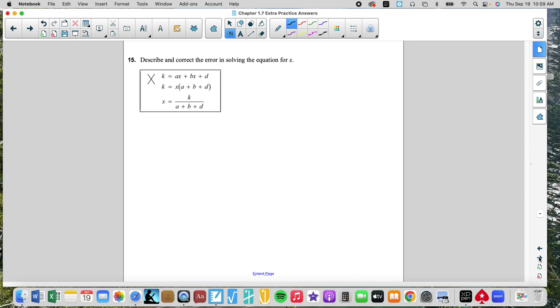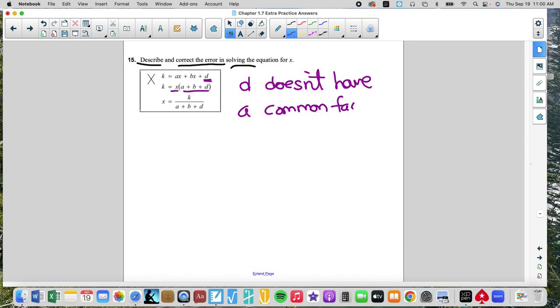Describe and correct the error. So not only describe, but we have to correct it. And we have to solve it. So what happened here? Oh, I see. They took an x from these three terms, and d doesn't have an x. D doesn't have a common factor of x. So we can't do that. So now we're going to correct it.